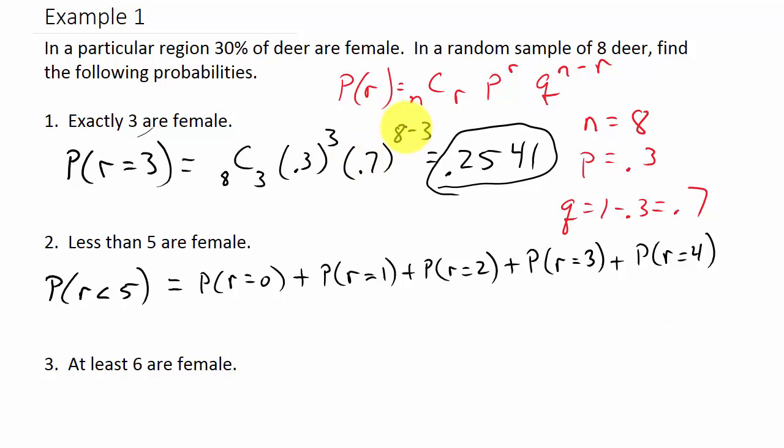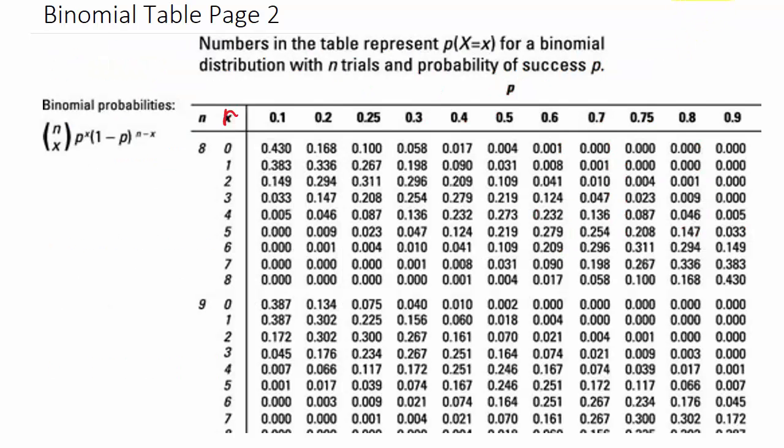Okay, so you can see how it can be kind of tedious to use the formula. So let's go ahead and use the table. So we'll go to where n is equal to 8, p is equal to 0.3, and then we need the probabilities when r is 0, 1, 2, 3, and 4. So let's go to the table and get these values.